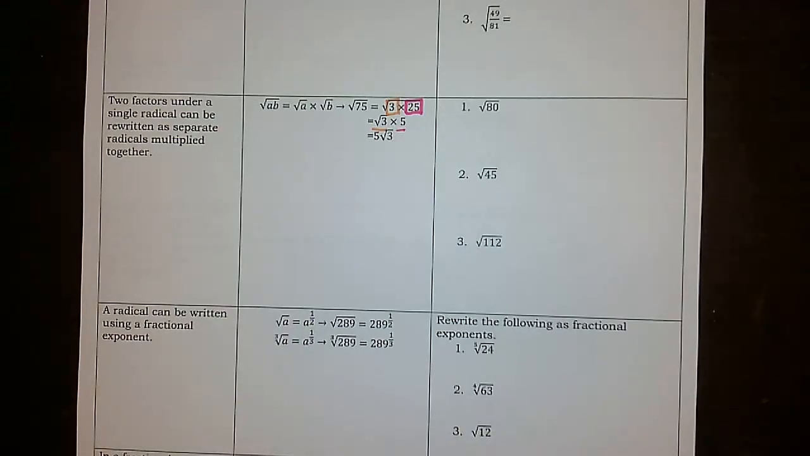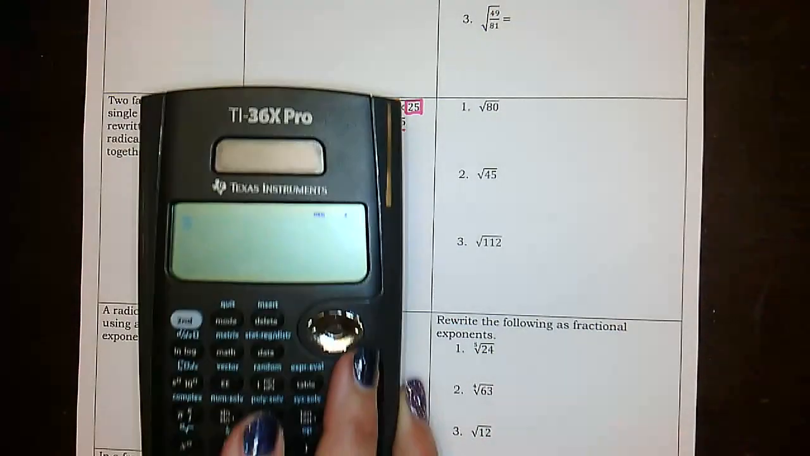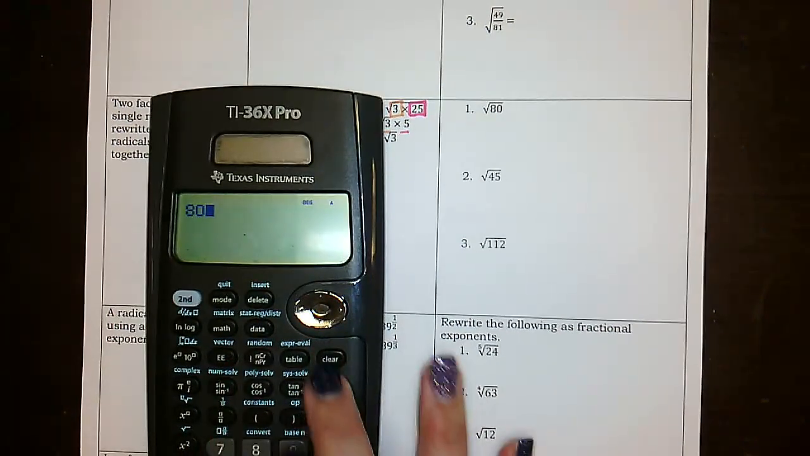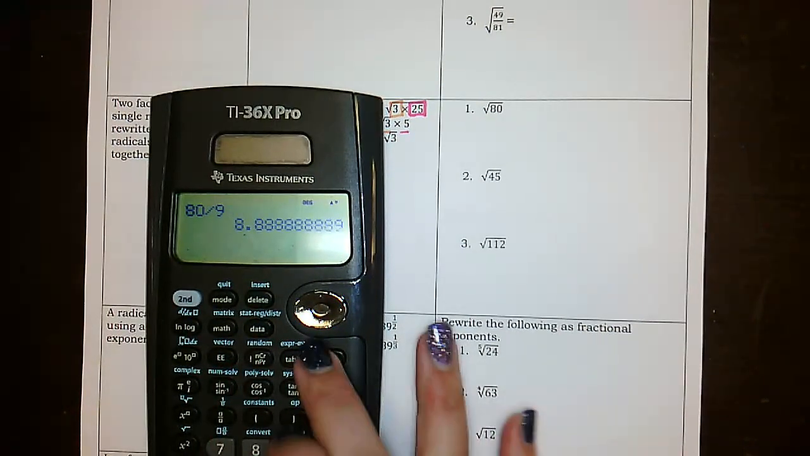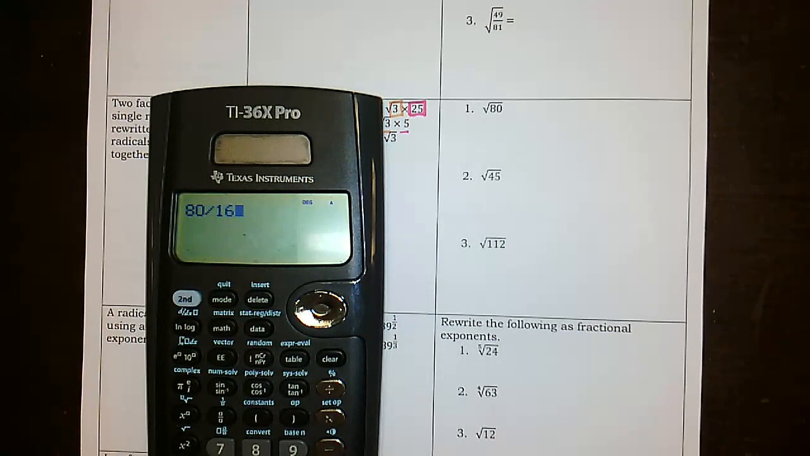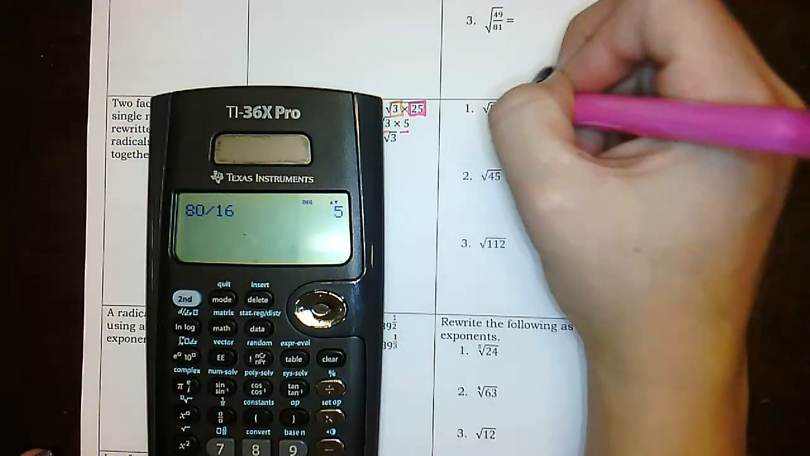So if we look at this first example, we have 80. So we think about what perfect square can go inside 80. We can do some guessing. You can just guess and check. Take your calculator. 80 divided by 9. Nope, doesn't work. 80 divided by 16. Yes. So it's 16 and 5.